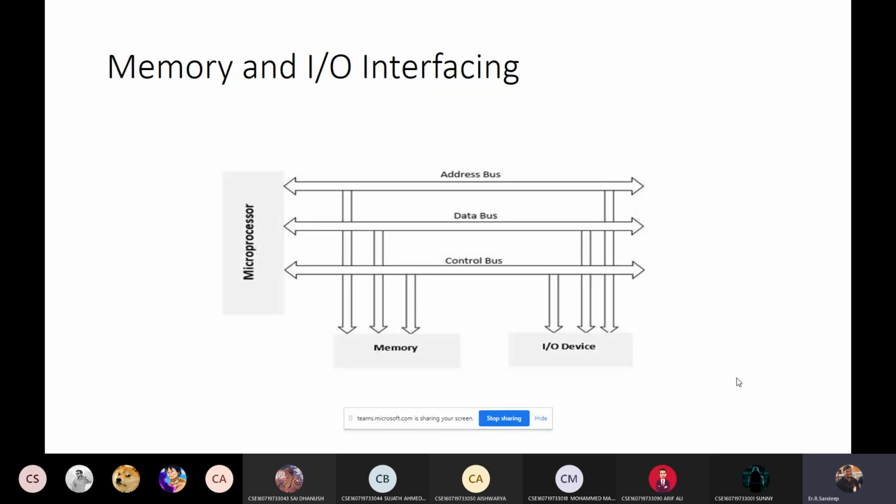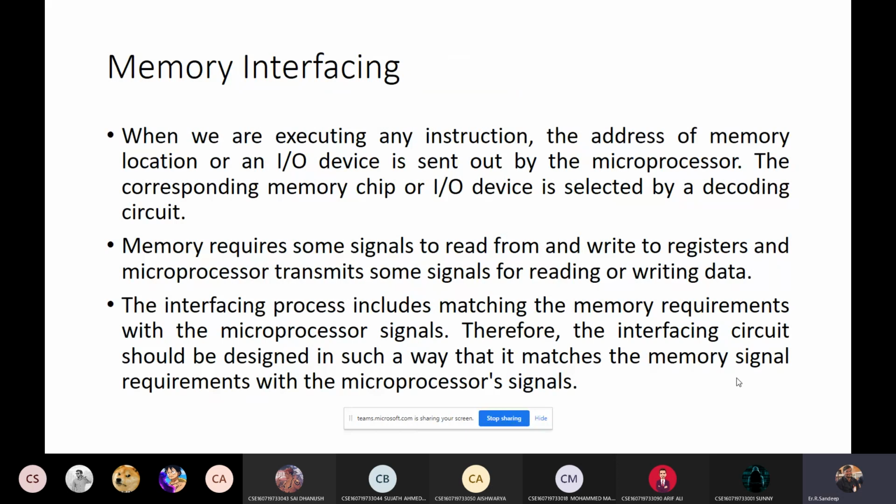So what exactly is it doing in memory and IO interfacing? First I'll introduce memory interfacing. When we are executing any instruction, for example MOV A, B, that means moving the contents of the B register to the A register. Here A and B are the registers, and the operation which we are performing is MOV, moving the contents from the B register to the A register.